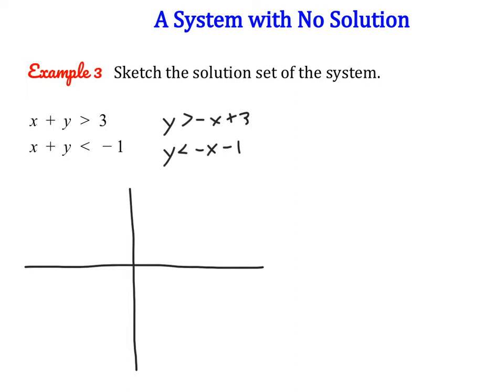So our first line will be in red, our second line will be in blue. So for our first one, it will look something like this, and it is dotted.